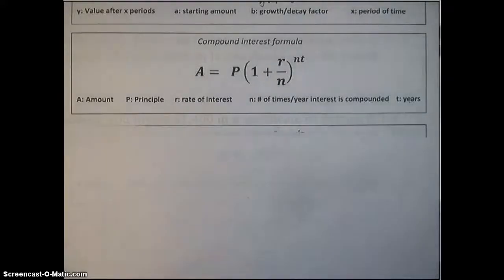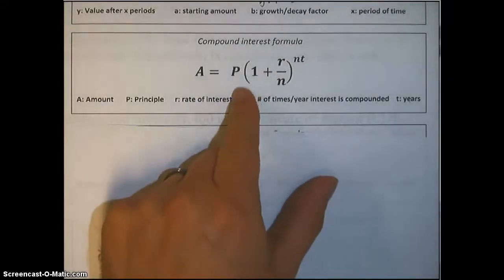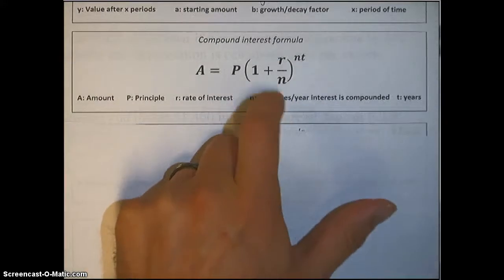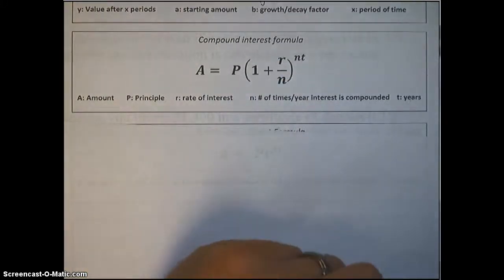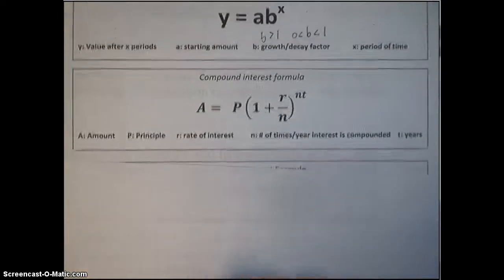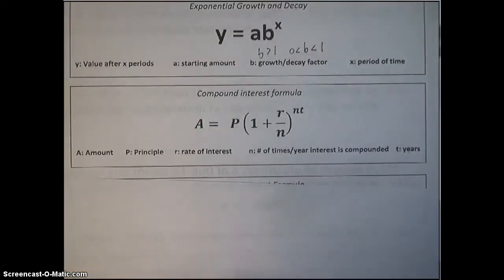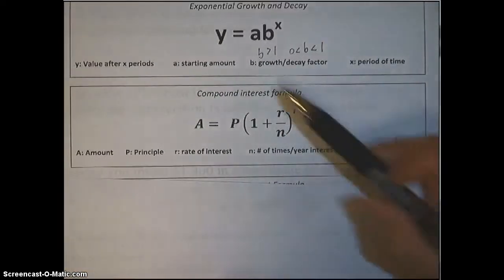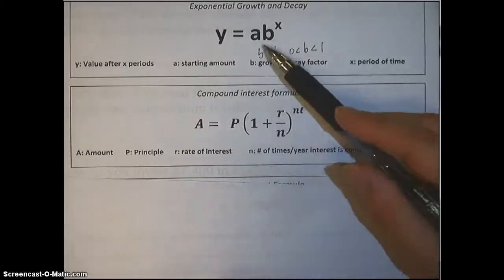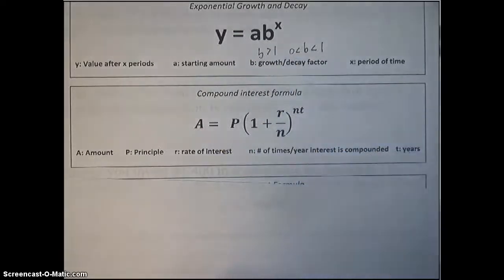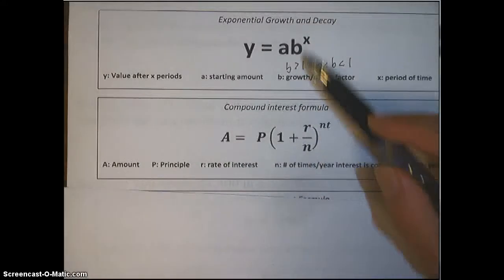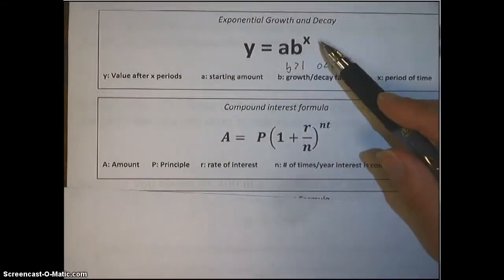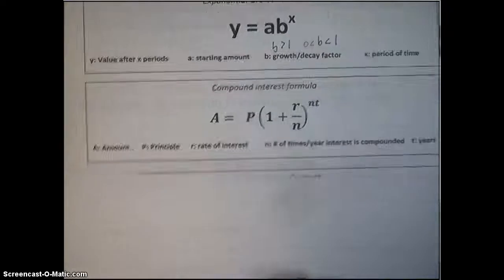The next formula I want to talk about is the compound interest formula, which is A equals P times (1 plus r divided by n) to the n times t power. If you'll notice, it looks a lot like the exponential growth and decay function, but instead of a y we have a capital A, instead of a lowercase a we have a capital P, and so on. The difference is what's inside the parentheses, the b value, and in the exponent, instead of just an x, we've got two things going on up there.